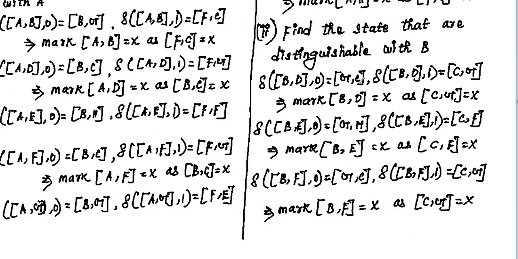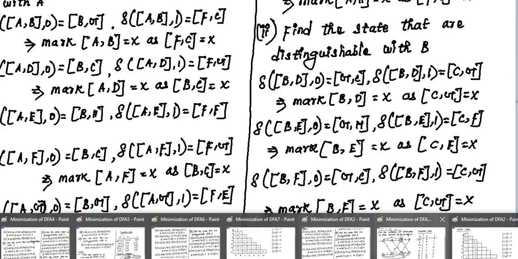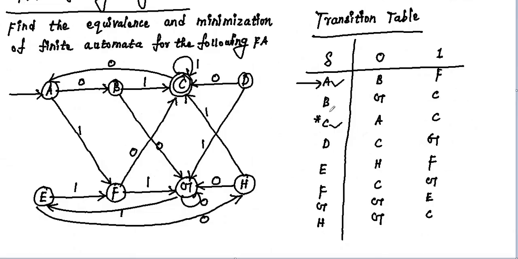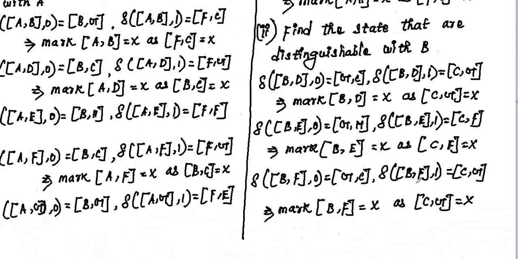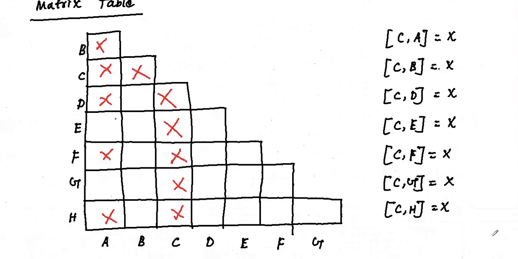Here GC. Del of B comma D 1, so input 1. Look at the transition table. BD 1 is CG. Here you write CG. In these two answers, G comma C, C comma G, both are the same. Look at the first step. C comma G or G comma C, both are the same.